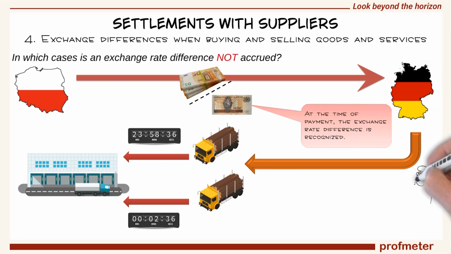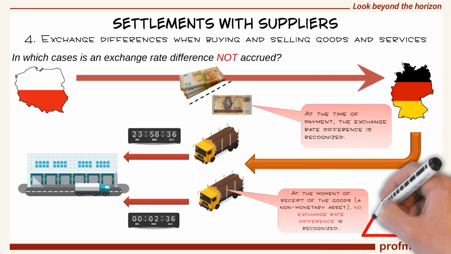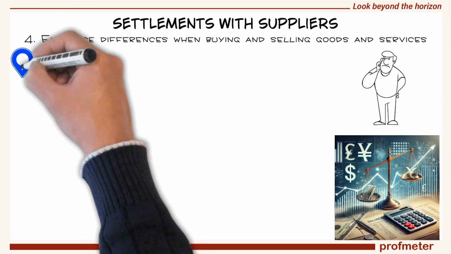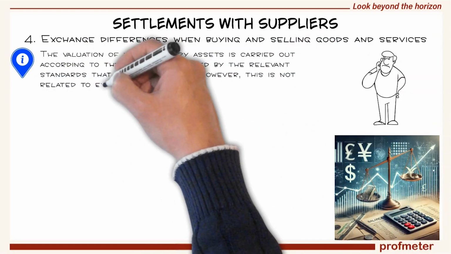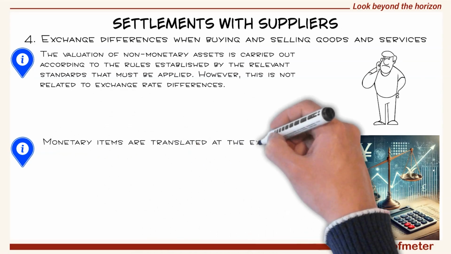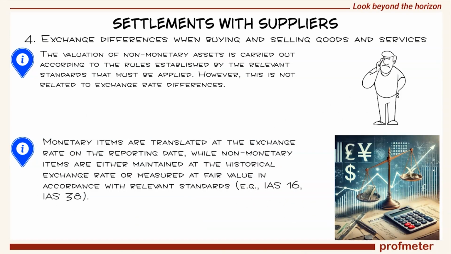Did the value of the wood change? Of course not. If the seller owes us the goods, then he will deliver the goods to us. That is, the price and valuation in the functional currency have long been fixed at the time when we paid for it, and the delay in delivery does not affect the value of the received asset. The valuation of non-monetary assets is carried out according to the rules that are already regulated by other standards that will need to be applied. But this will no longer have any relation to exchange rate differences. Monetary items are translated at the rate on the reporting date, and non-monetary items either remain at the historical rate or are later valued at fair value in accordance with other standards.